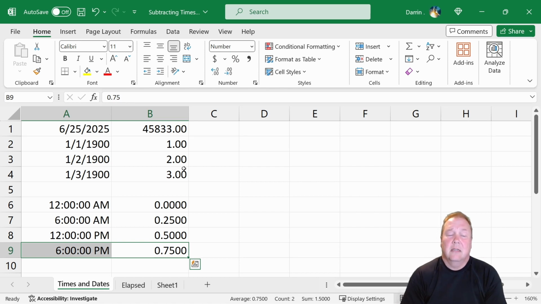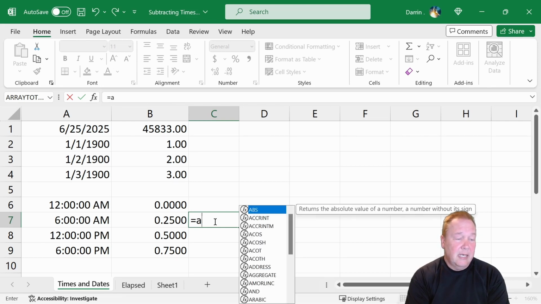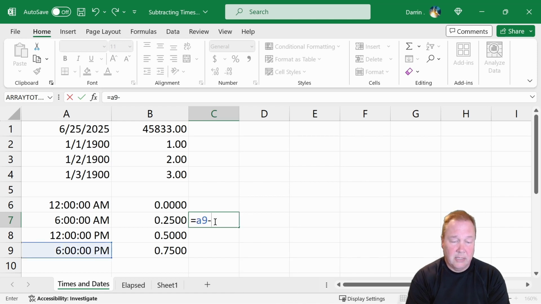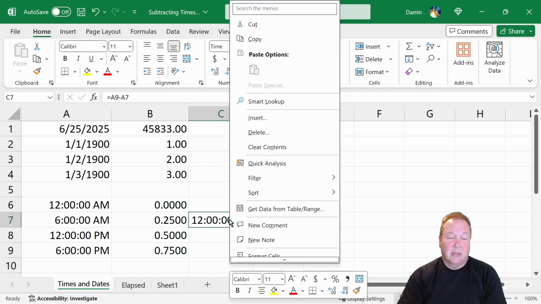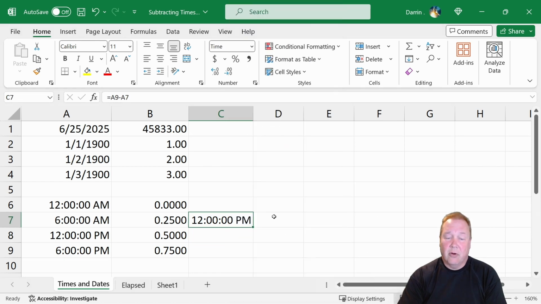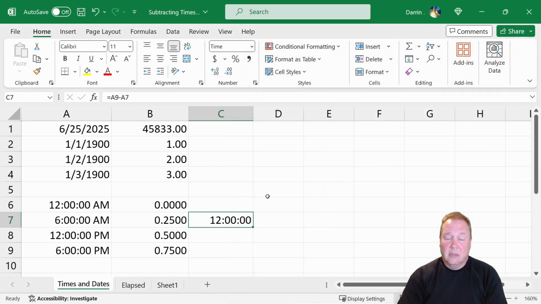What if you subtract a 6 a.m. start time from a 6 p.m. end time? Okay, well, let's try that. That gives us equals A9 minus A7, and that gives us 12 p.m., which is just a formatting. So we'll go back and we'll format the cells and we'll change it to an elapsed time format here. And that's 12 hours. And that's pretty much what we'd expect, right?